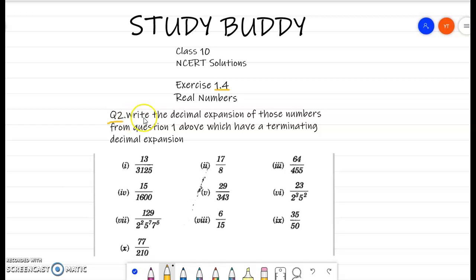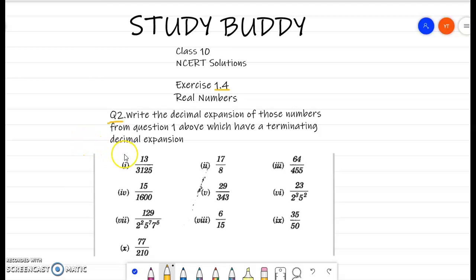Question number 2. Write the decimal expansion of those numbers from question number 1 above which have a terminating decimal expansion. So the question number 1 that was asked was solved by me in the first video. Do refer my previous video for further references. So let me tell you what the question was.